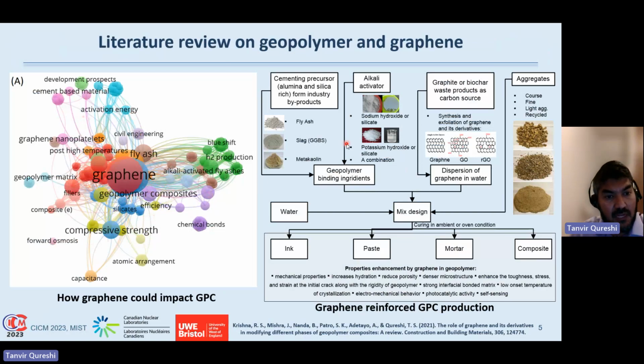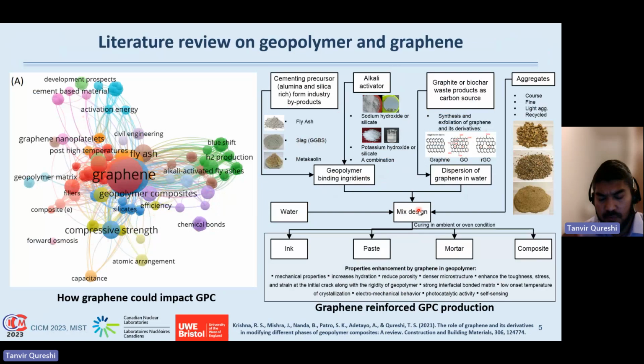Now, when we look into the mechanisms of production of typical graphene reinforced geopolymer concrete systems, we have geopolymer precursors such as fly ash, slag, or metakaolin. We mix that with the activator systems. These are high alkali activators, typically sodium hydroxides or metasilicates. And then we have different types of graphene derivatives that could be graphene, graphene oxide, and reduced graphene oxides. And we have aggregate systems. And then finally, we mix all these ingredients. We also need water in the mixing systems.